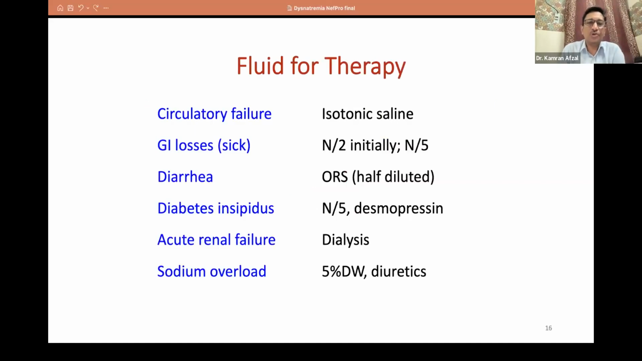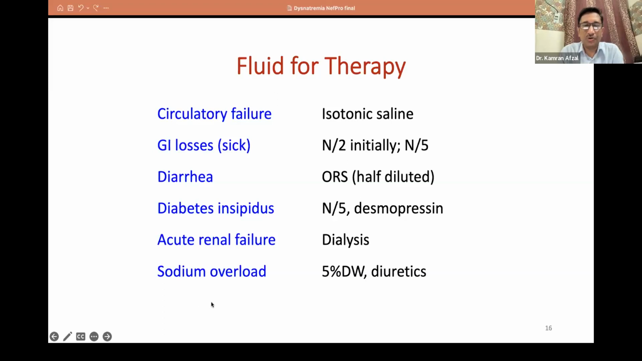So the choice of fluid could be, for circulatory failure, we use isotonic fluid, but for GI losses, something like N/2 initially would be okay. For diarrhea, you could use ORS, but for diabetes insipidus, you could use more dilute fluid along with desmopressin. And of course, for renal failure, you need to resort to kidney replacement therapy.